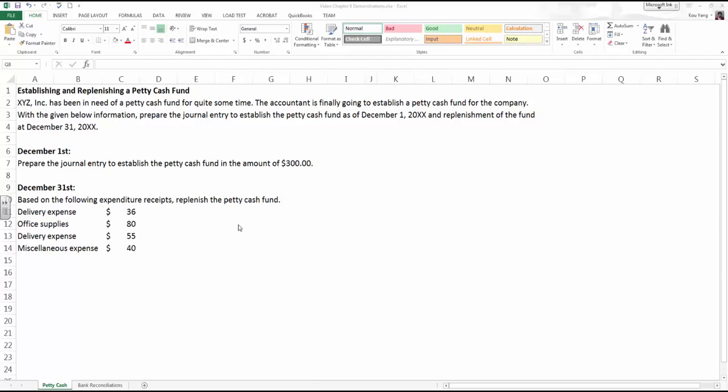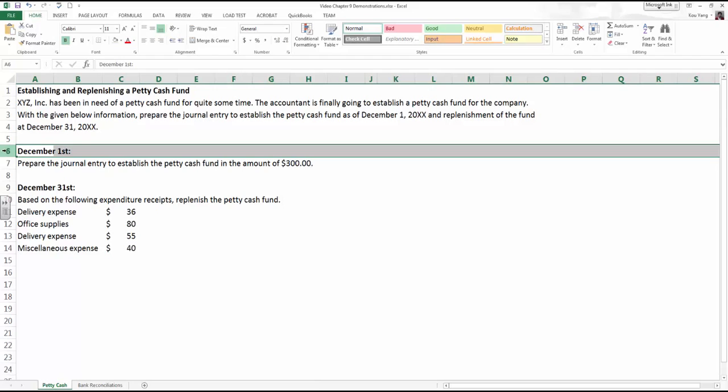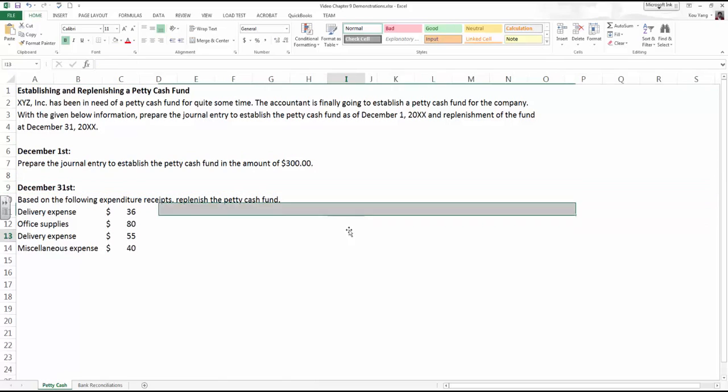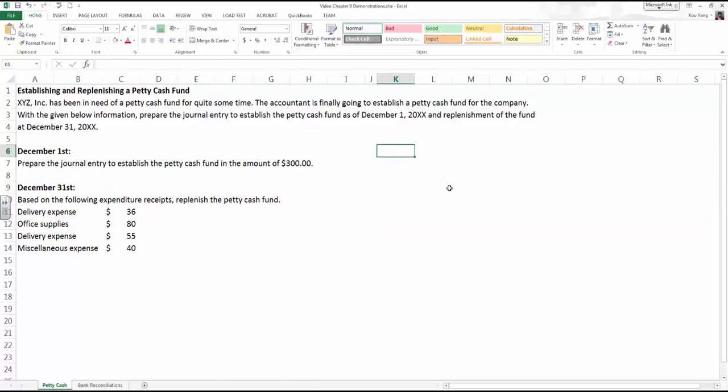Okay, so first of all, as of December 1st, we're going to create the entry for the establishment of the petty cash fund, and then at the end of December, which is December 31st, we're going to replenish it. All right.